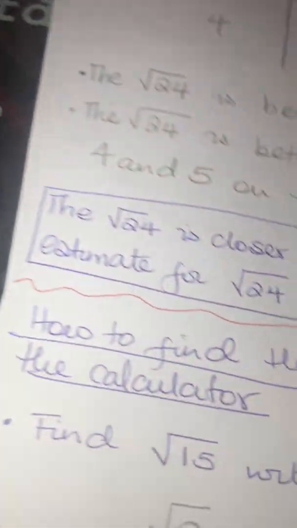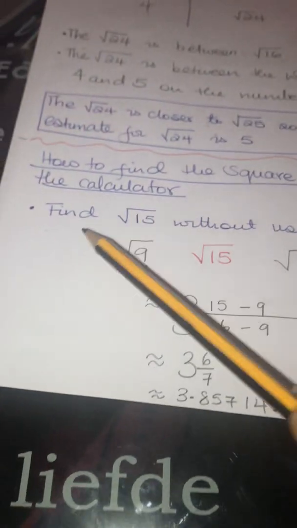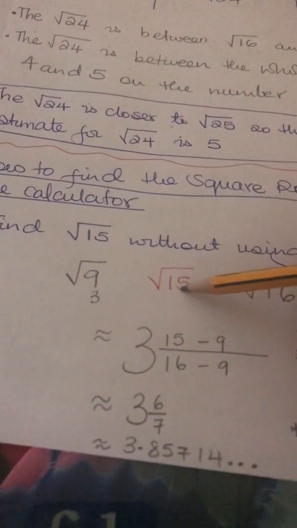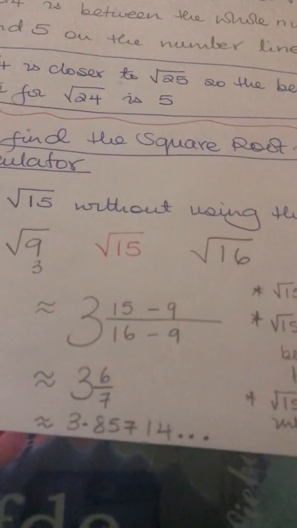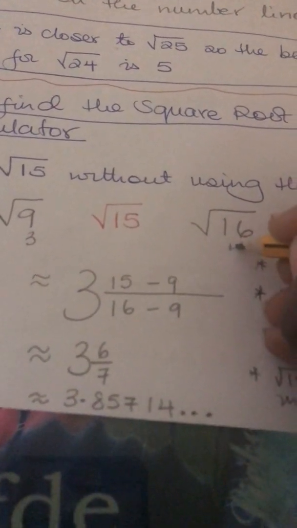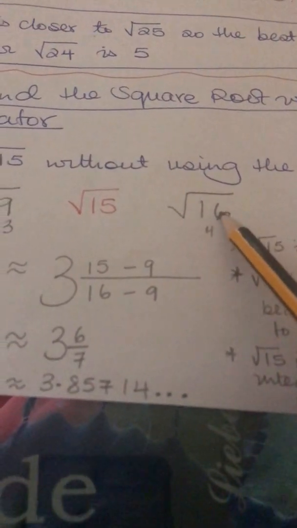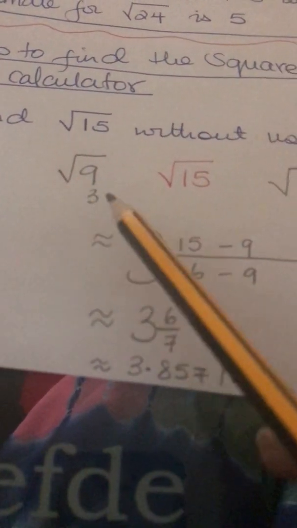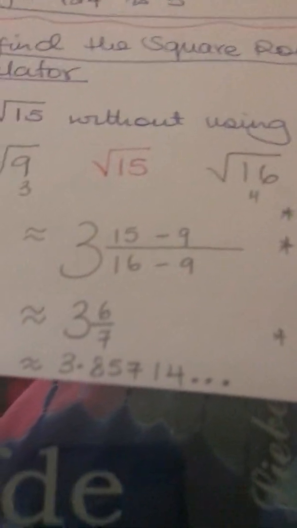Now, I want to do this without the calculator. Okay? So, find the square root of 15 without using the calculator. So, I write my question in the middle. I pick the perfect square before and the perfect square after. Okay? So, the perfect square before is 9 and the perfect square after is 16. You should know your times table. You should know your perfect squares. Okay? Now, the square root of 9 is 3. The square root of 16 is 4.